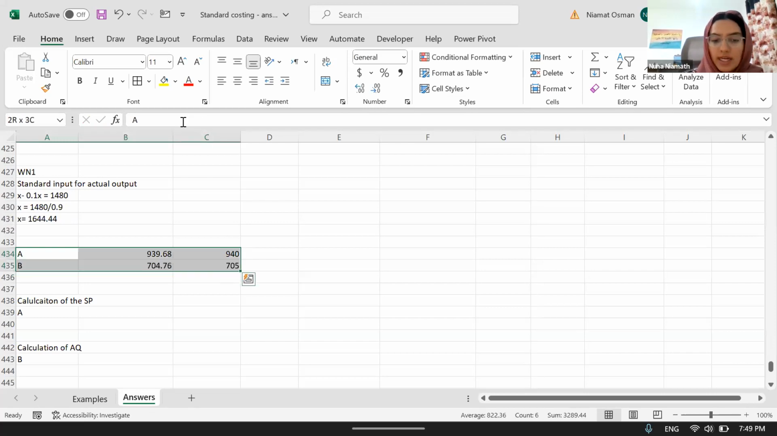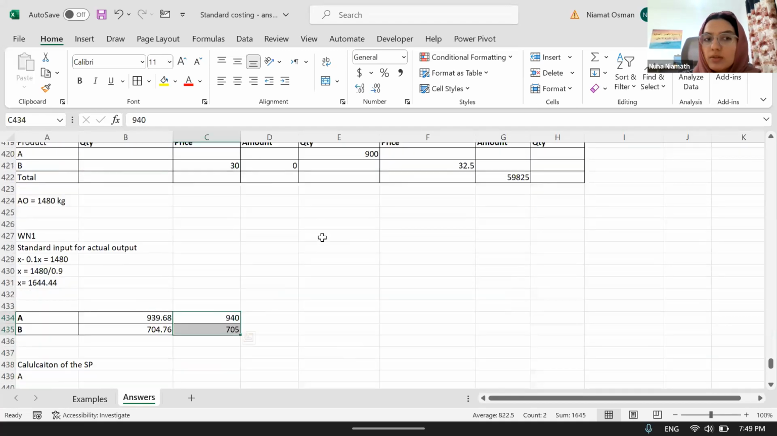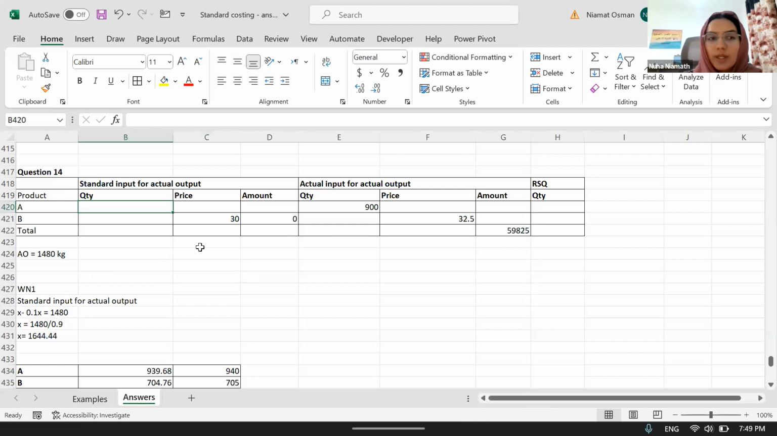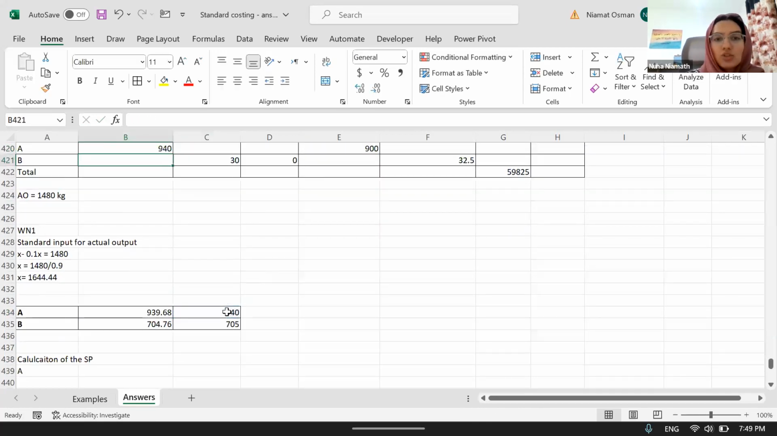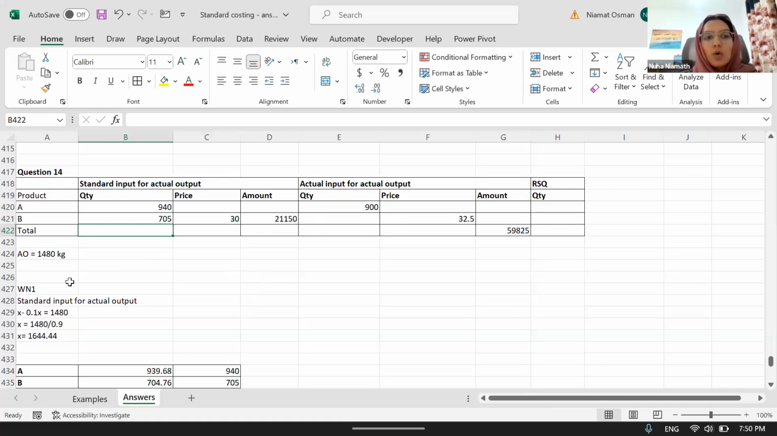Everybody clear with the standard input calculation? Any doubts? How we got 940 and 705? Thank you, Athira. What about the others? Clear. So let's quickly go and place the standard input for actual output. 940 and 705.